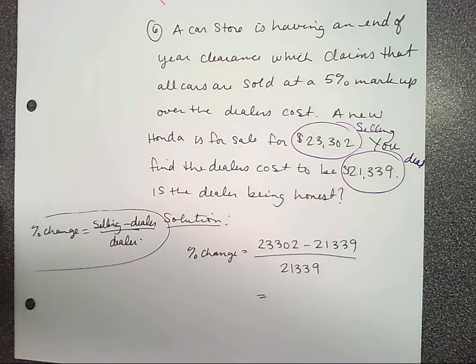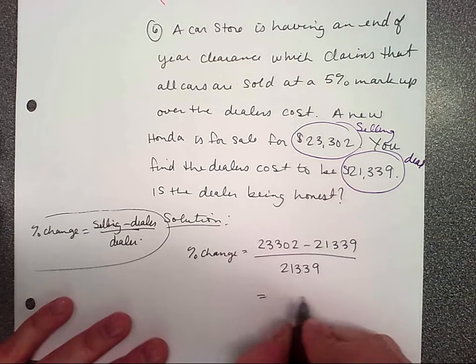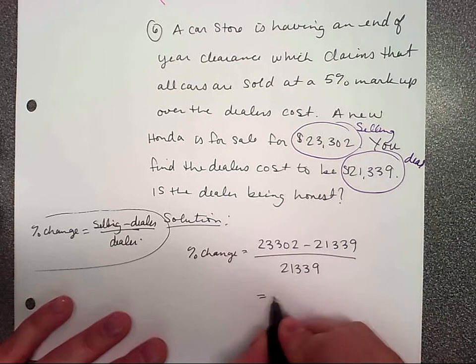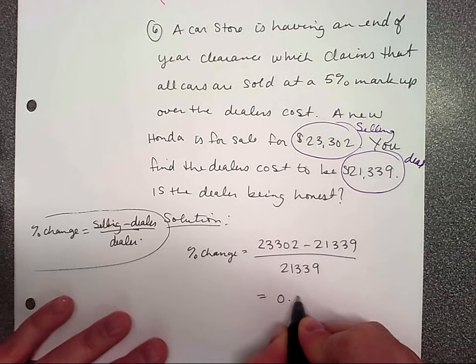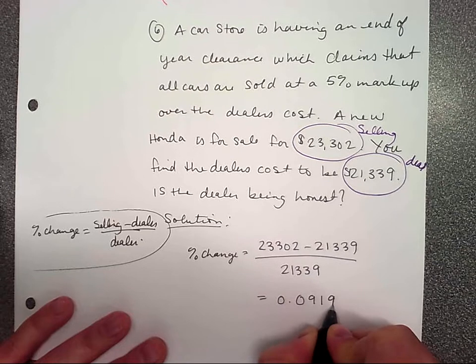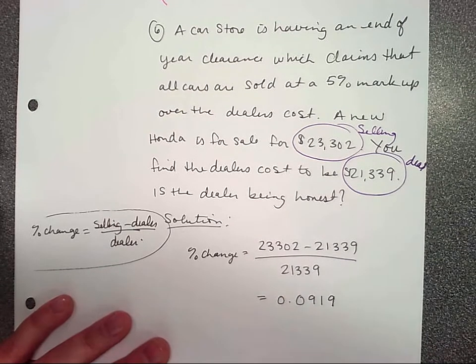What do you guys get? 0.09. Can you do it? Don't round it. What is it? 9%. Don't round it. 0.0919, right?